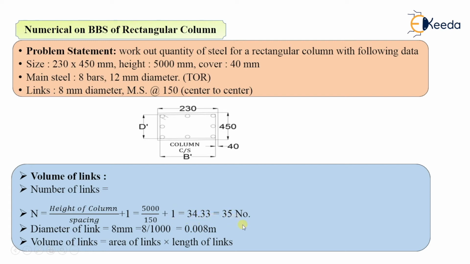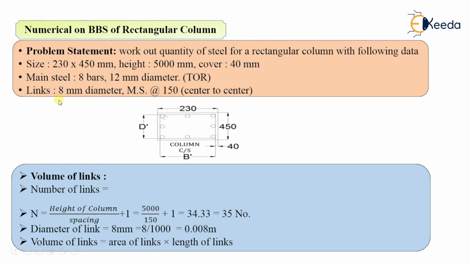In round figure, I have taken it as 35 number. Now, how can we calculate the volume of links? We have calculated the area of links, but the length of links is remaining. So I will calculate the total length, that is, this length plus this plus this plus this. That is nothing but your perimeter, no? So I will calculate the perimeter.